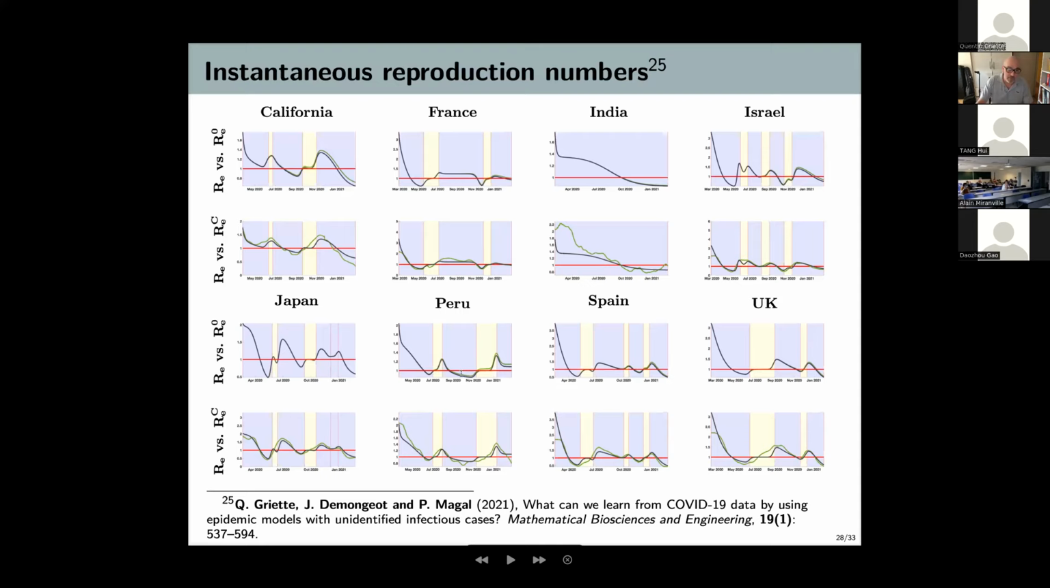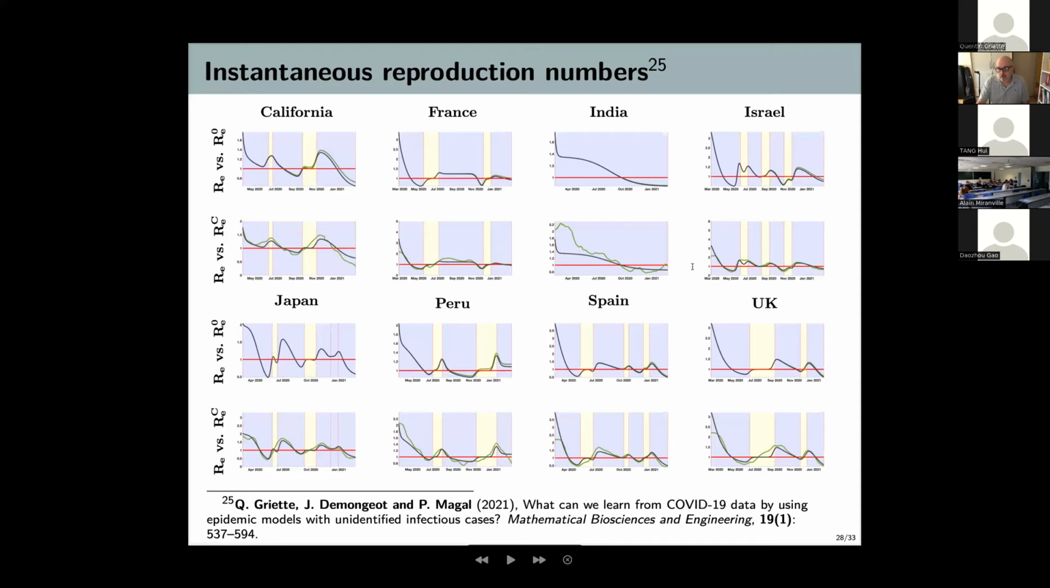And for Peru, we also need to wait until the third wave to see something. For Spain, almost no difference until the fourth, and for UK, it's even difficult to see. So anyway, that just shows that basically taking S constant or S time dependent is not so important. It does not make a big difference here, and so that's one conclusion.